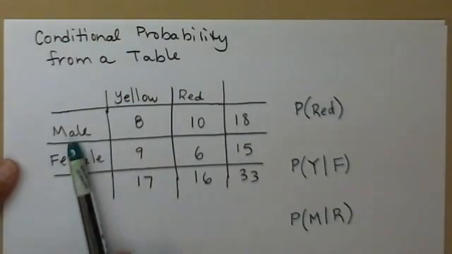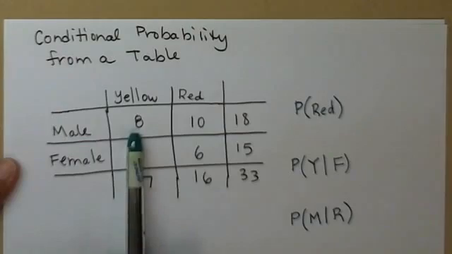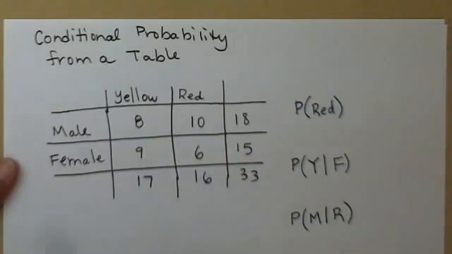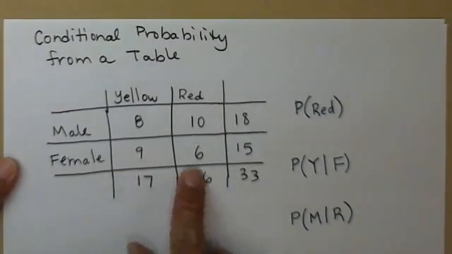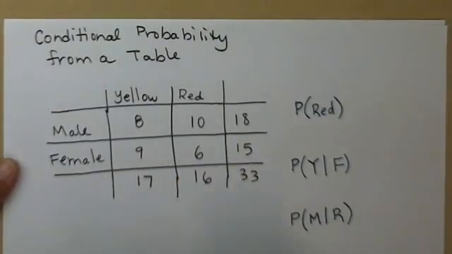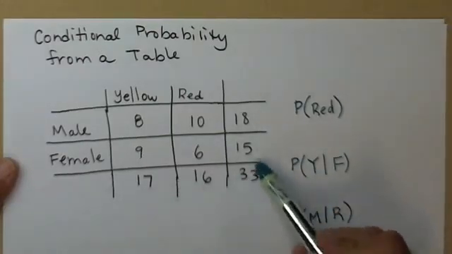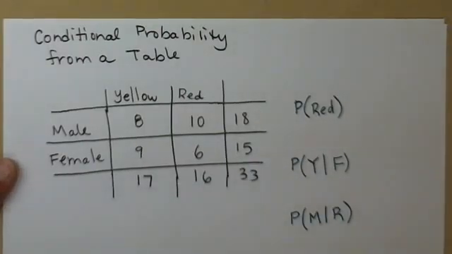So of the male people I asked, 8 of them preferred yellow and 10 preferred red. So I must have talked to 18 men. Out of the females I talked to, 9 preferred yellow, 6 preferred red. So I talked to 15 women. Altogether, if I add everything up, I have 33 people I talked to.